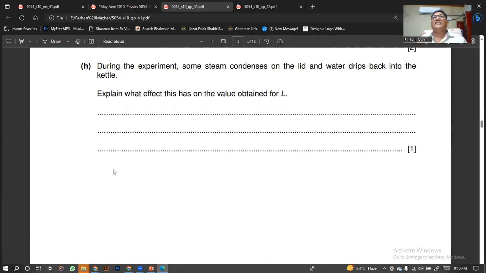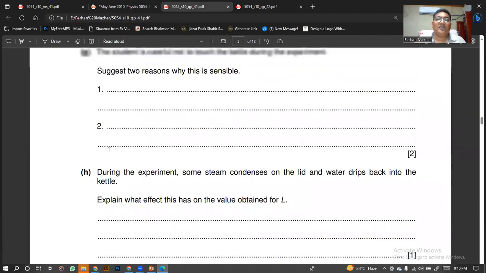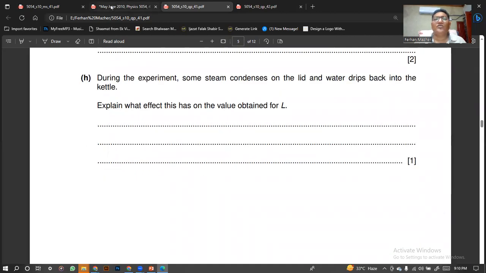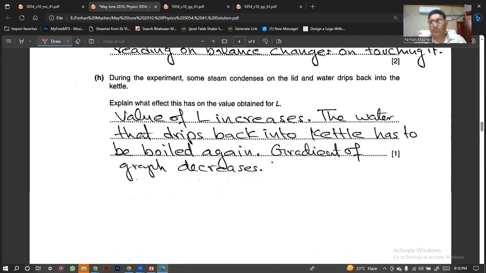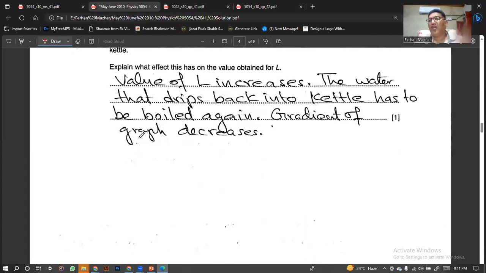So it means that you will now have to boil that mass of the water which condensed and came back into the kettle again. So the mass of the water which is boiled off, the mass lost, that will take more time on that graph. So the gradient of that graph will be less. When the gradient of that graph will be less, the specific latent heat will be more. Okay, so it will require more heat to boil off that water.